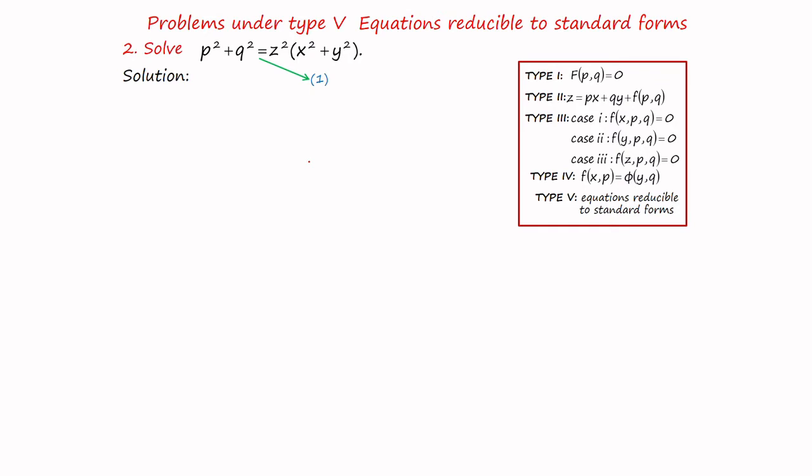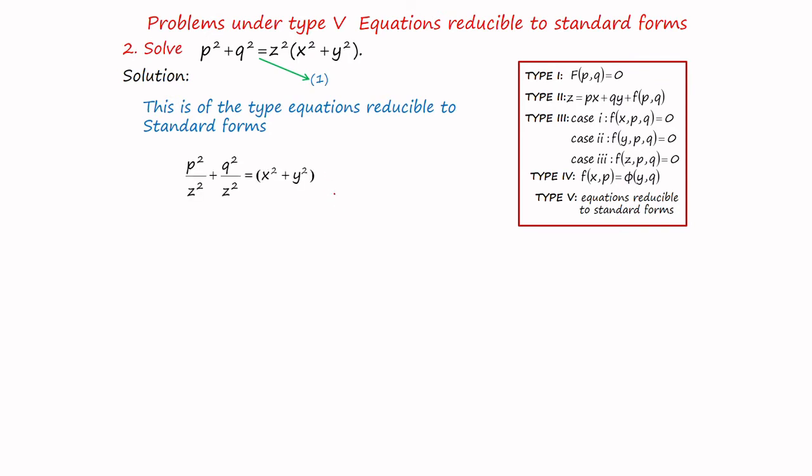Now you have to write this. This is of the type equations reducible to standard forms. After that, you have to do the problems. Here, z squared is present in the given problem. So you have to take this z squared to the denominator and not disturb the x squared plus y squared or x squared minus y squared. Suppose it is in product, then you have to take it to the denominator, that is, take it to the left hand side and simplify it.